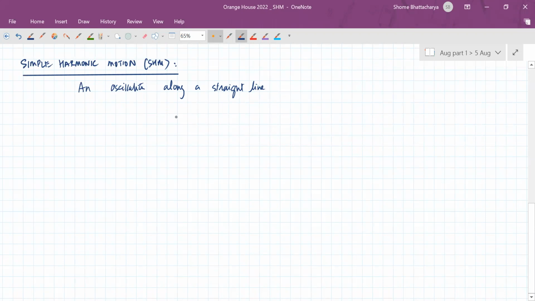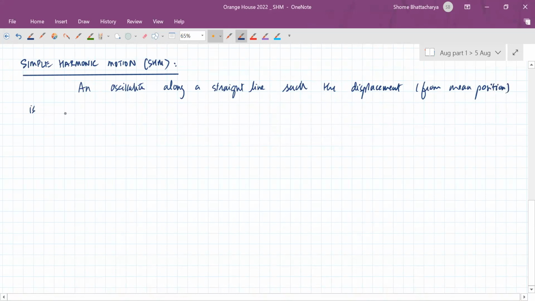Okay. And further, an oscillation along a straight line such that the displacement from the mean position is what we call a harmonic. That is where the term harmonic in SHM comes from. Harmonic means sinusoidal or sine function. So it is a harmonic function of time.